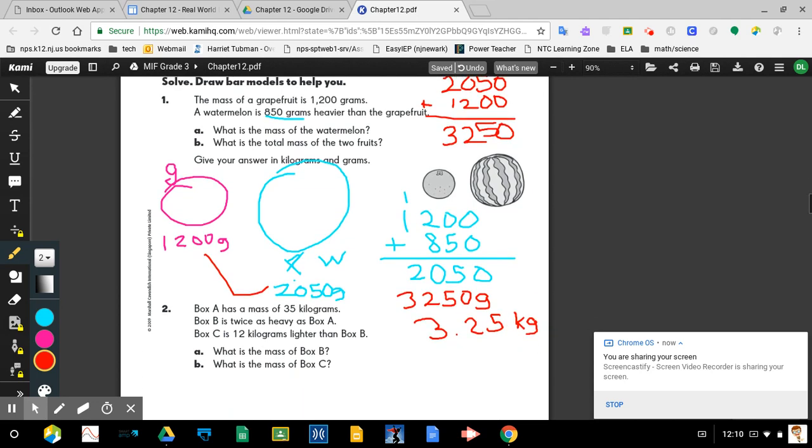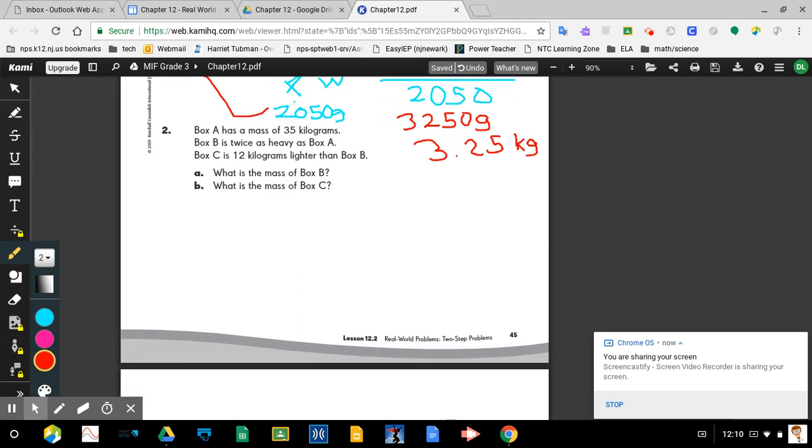All right, let's move on to number 2. Box A has a mass of 35 kilograms. All right, so let's draw box A. Let's use a different color. Here's box A. I'm going to label it A. And I know that it's got 35 kilograms. Kg. Box B is twice as heavy as box A.